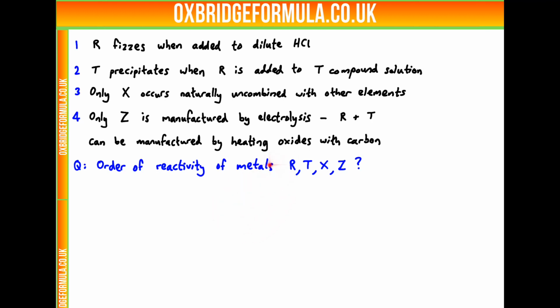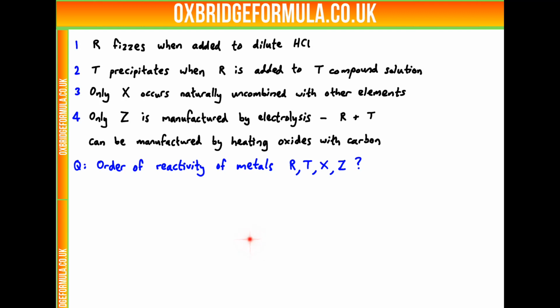Thirdly, we're told that X is the only one of these metals that occurs naturally on Earth, uncombined with other elements. And finally, we're told that only Z out of these metals is manufactured by electrolysis, and that R and T can be manufactured by heating the oxides with carbon. And so the question is, what is the order of reactivity of these four metals?